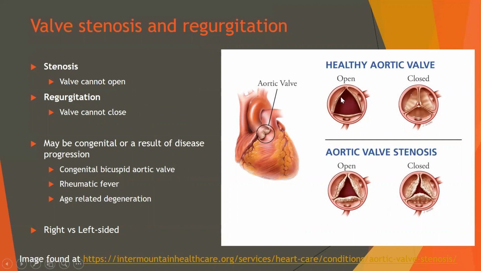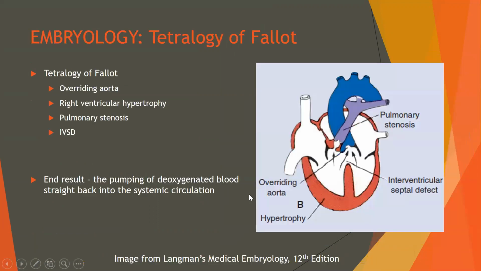So as you can see here, this is what a healthy valve looks like. This is what a stenosed valve looks like. It cannot open properly because it's become calcified, and it cannot close properly because it's become calcified. Now, when you get a right-sided one versus a left-sided, right-sided is not ideal, but left-sided is the real one you want to worry about, because aortic valve stenosis means that you can end up having insufficient blood supply to your coronary arteries, and we'll go through that in a second.